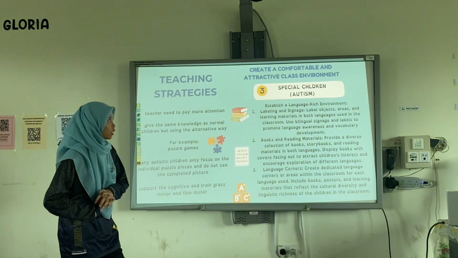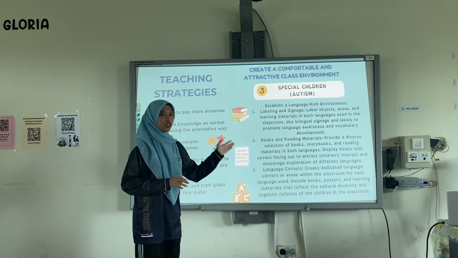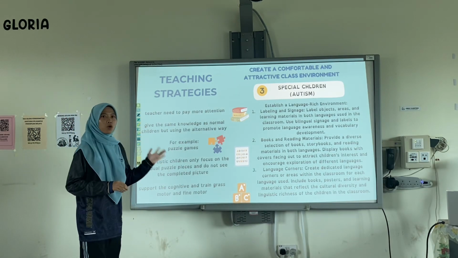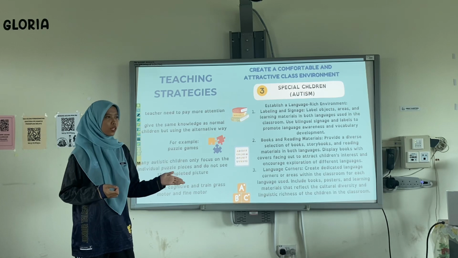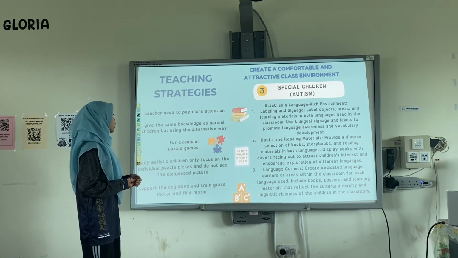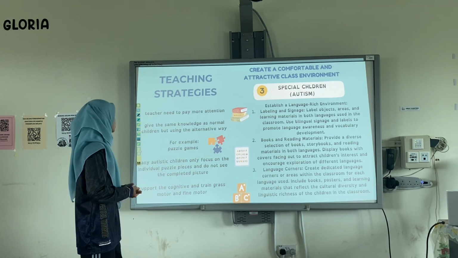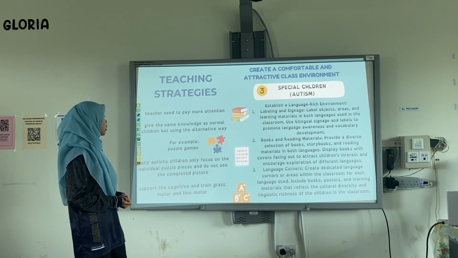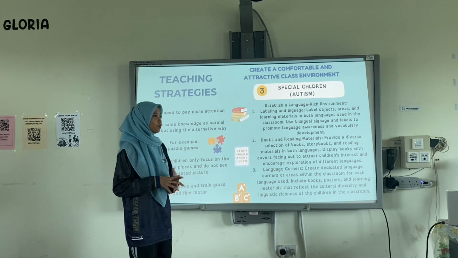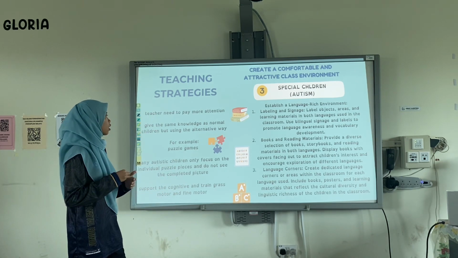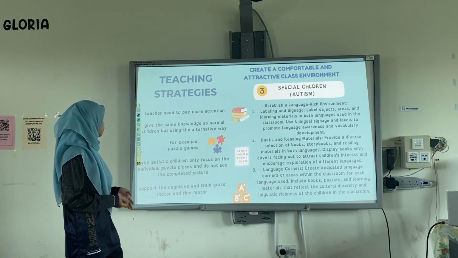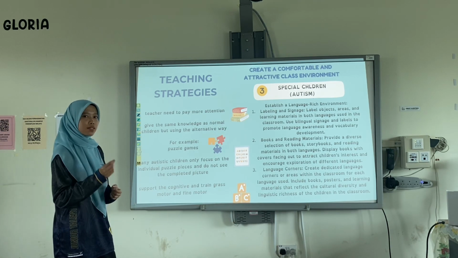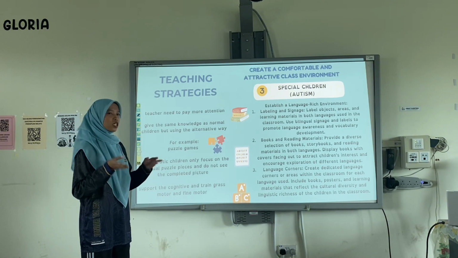Last but not least, special children with autism. Teachers need to pay more attention to special children, which is autism. Even though they are special children, teachers must give the same knowledge as to normal children but using an alternative way. For example, teachers use puzzle games. Many autistic children only focus on the individual puzzle pieces and do not see the completed picture.